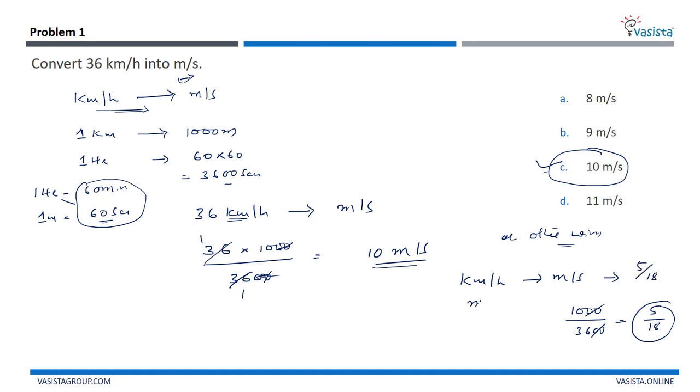If it is meter per second to kilometer per hour, then we need to multiply by 18 by 5. Hope you understood, right?